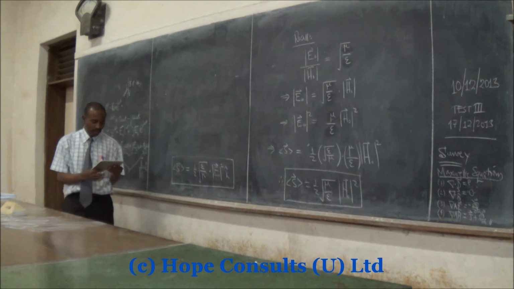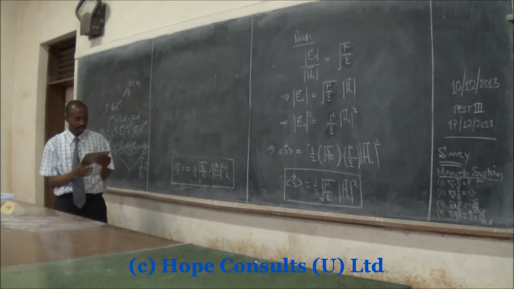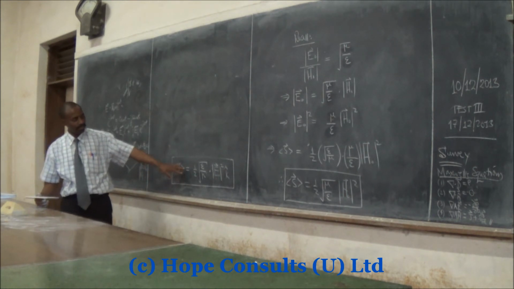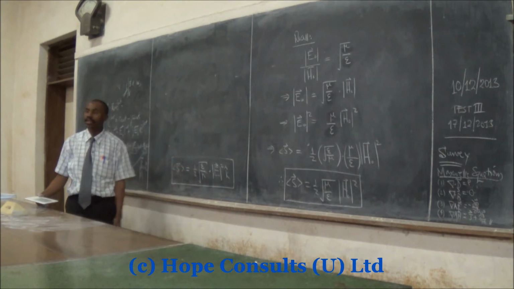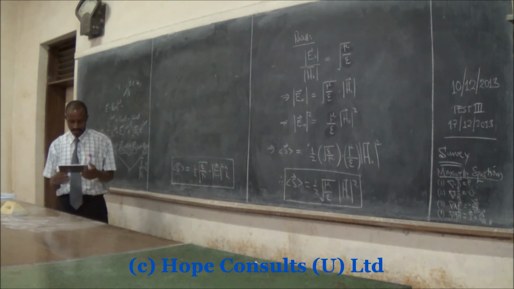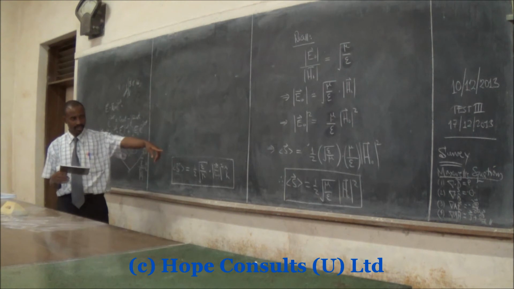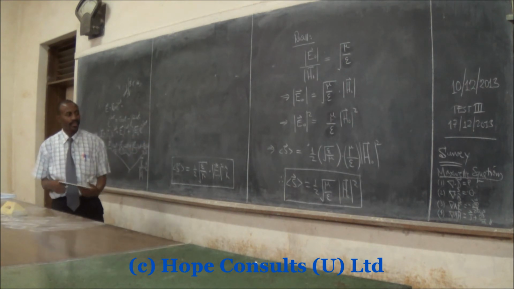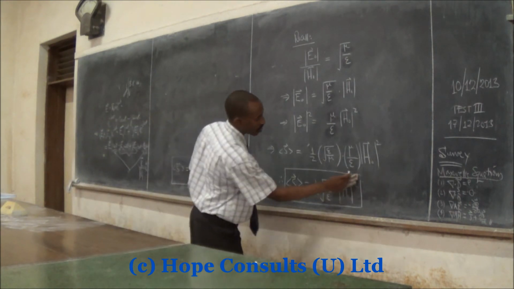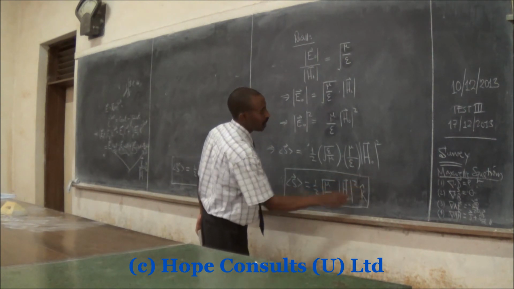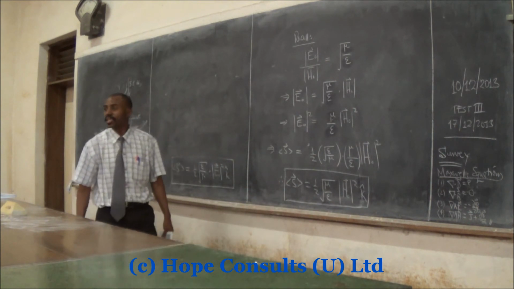So if you are given the amplitude of the plane wave, and you are given the permeability and the permittivity, then you can find the average Poynting vector. So what is missing there? The k root. K root shows you the direction in which this is propagating.